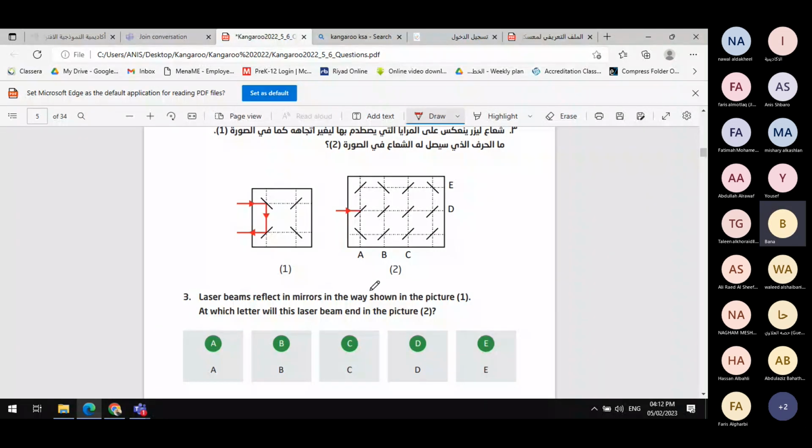Laser beams reflect in mirrors in the way shown in the picture. At which letter will this laser beam end in the picture? Okay, so of course, it's clear for us what's the question here. I have the laser beams and they are moving in this direction. So each mirror is reflecting them opposite to it. So, who's going to start with this?